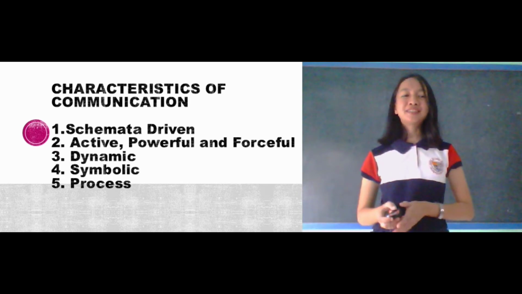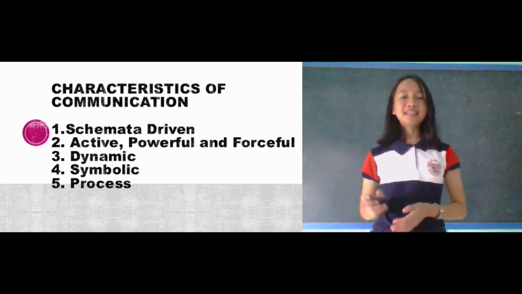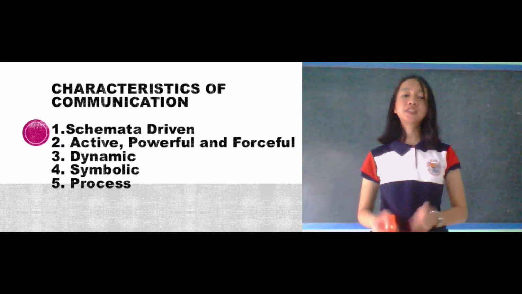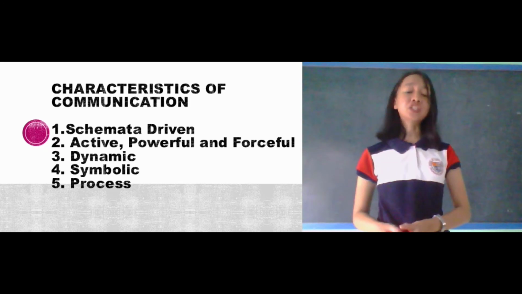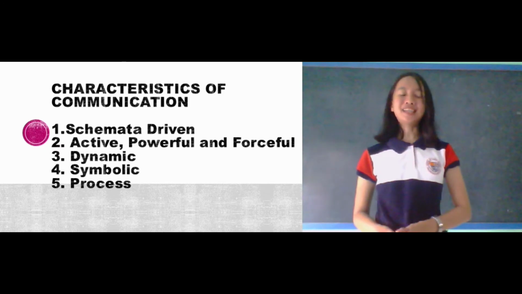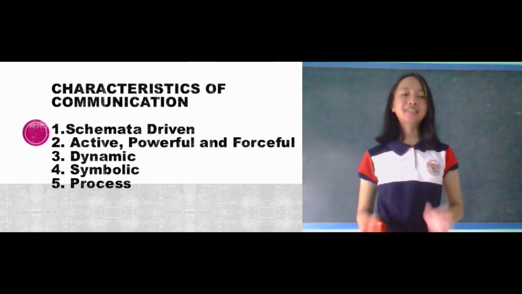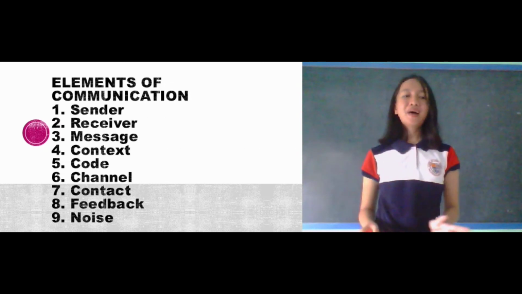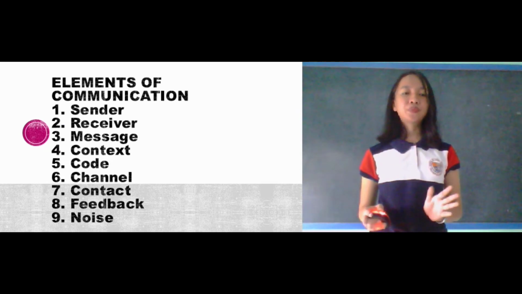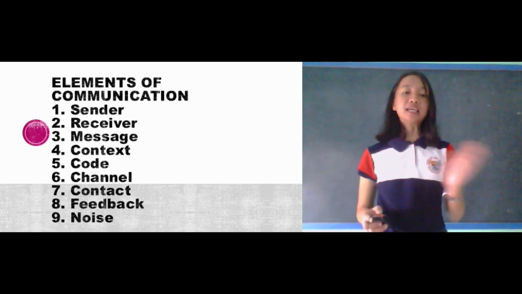And the 4th characteristic of communication is it is symbolic. Symbolic means it involves signs, symbols, pictures, or different visualizations. And the last one is that communication is a process. It follows steps and stages and procedures in order to communicate effectively. Now, let us proceed to the different elements of communication, which we will discuss in the next meeting.